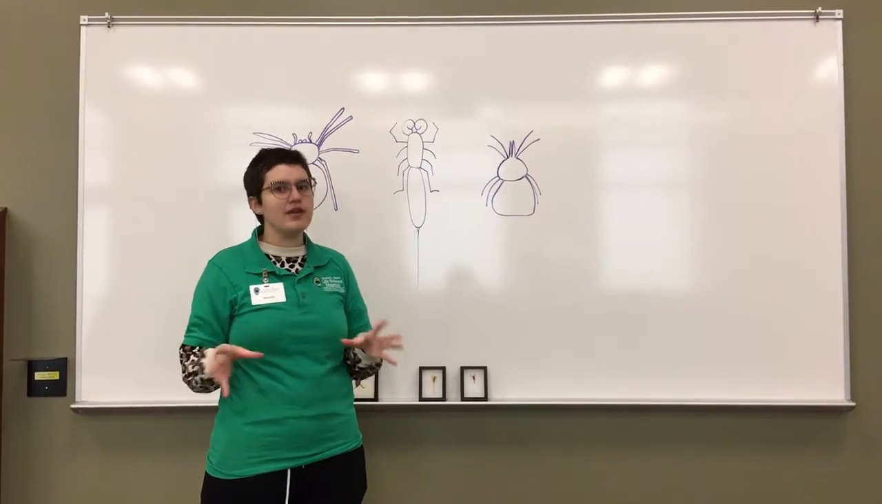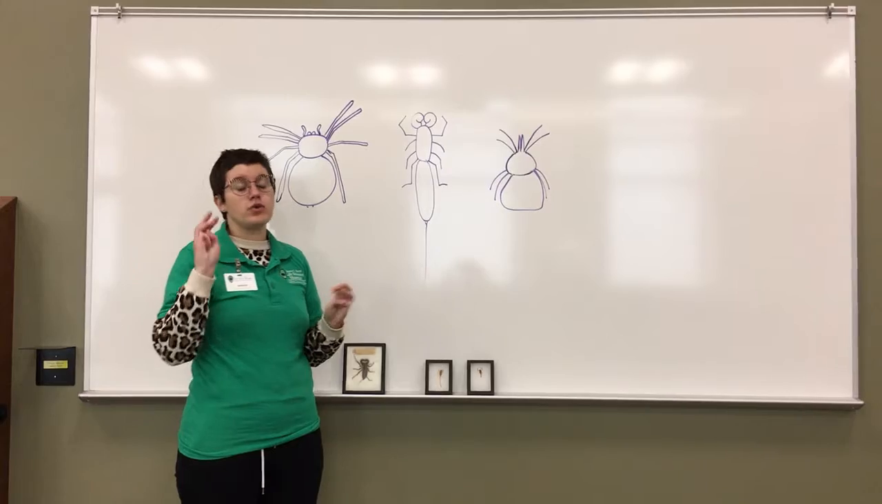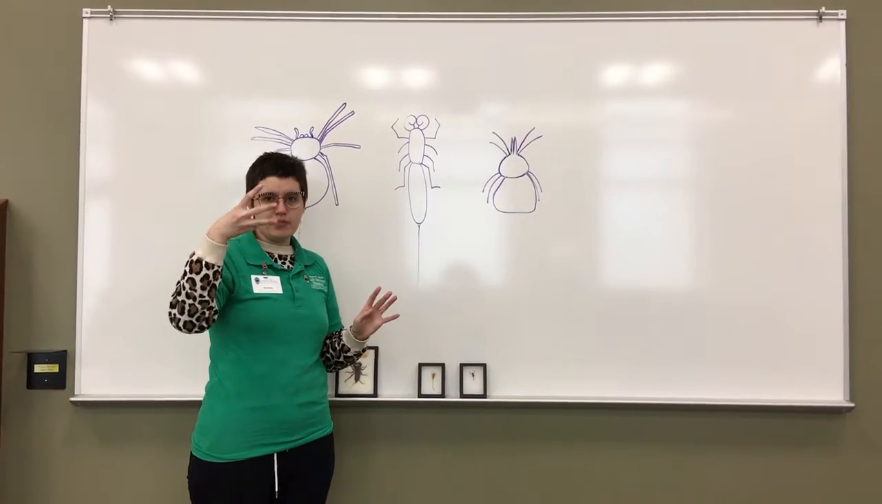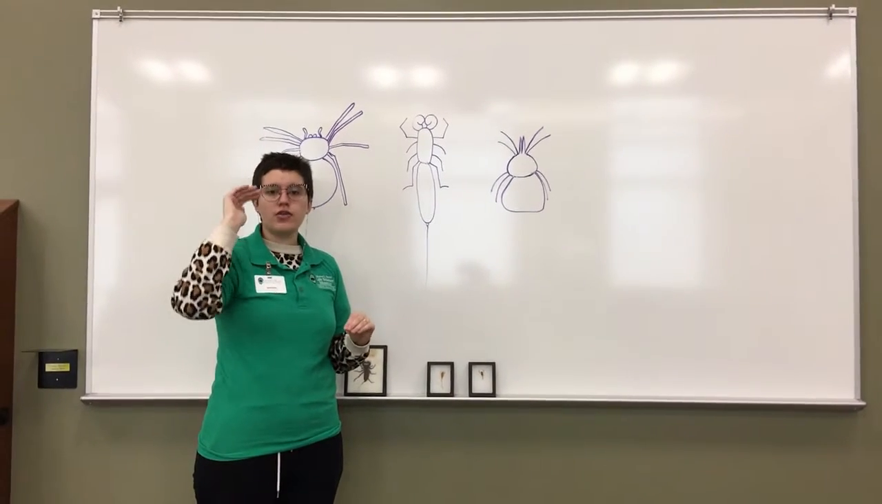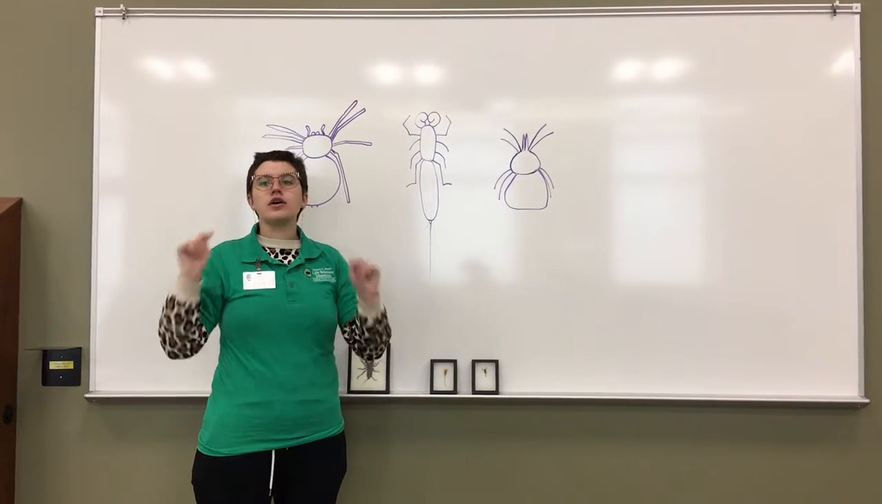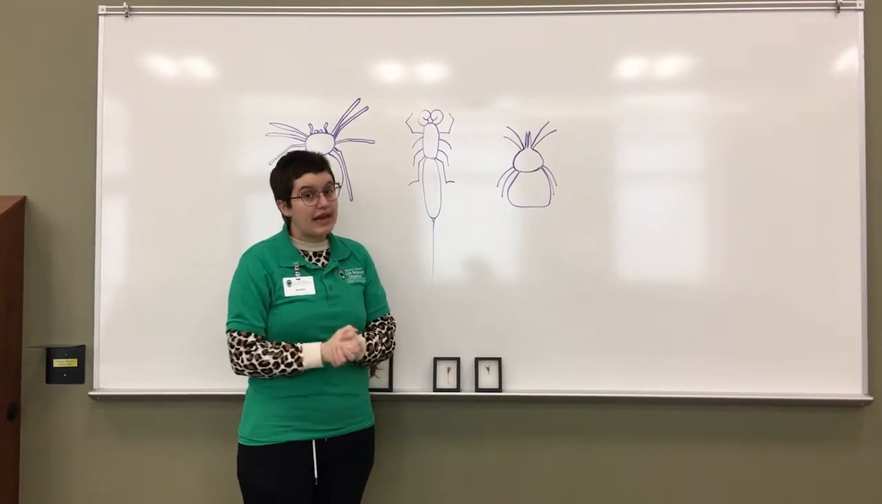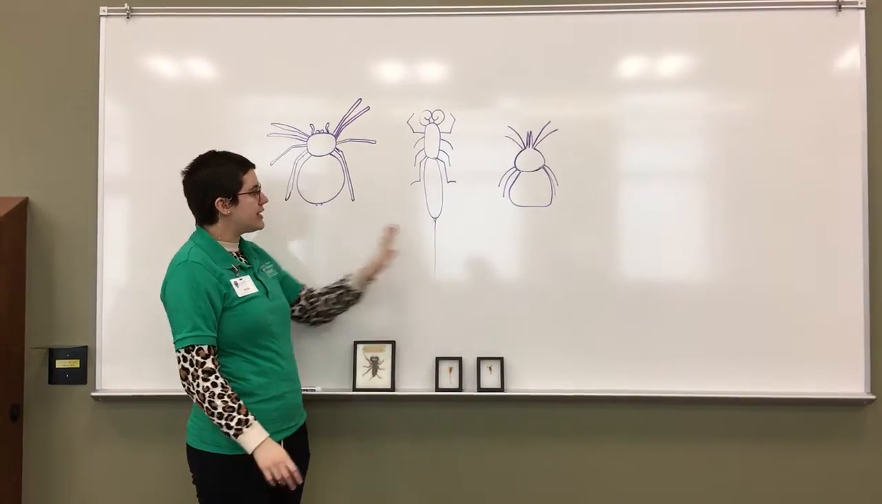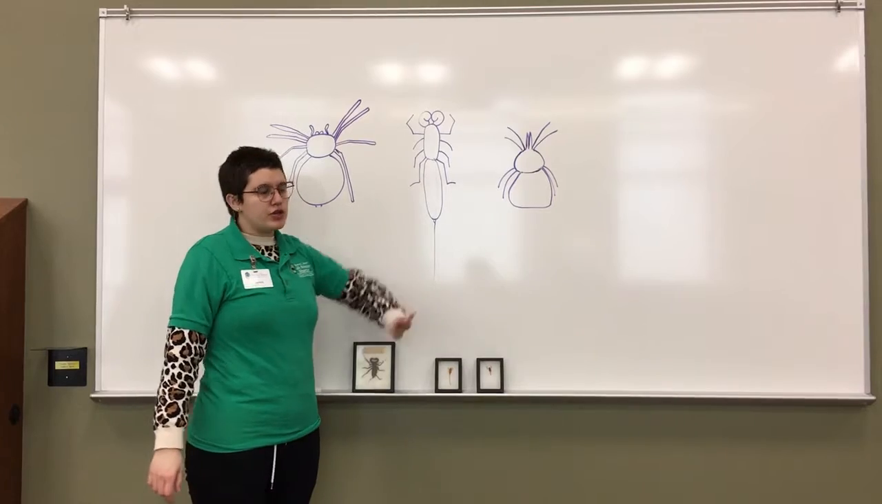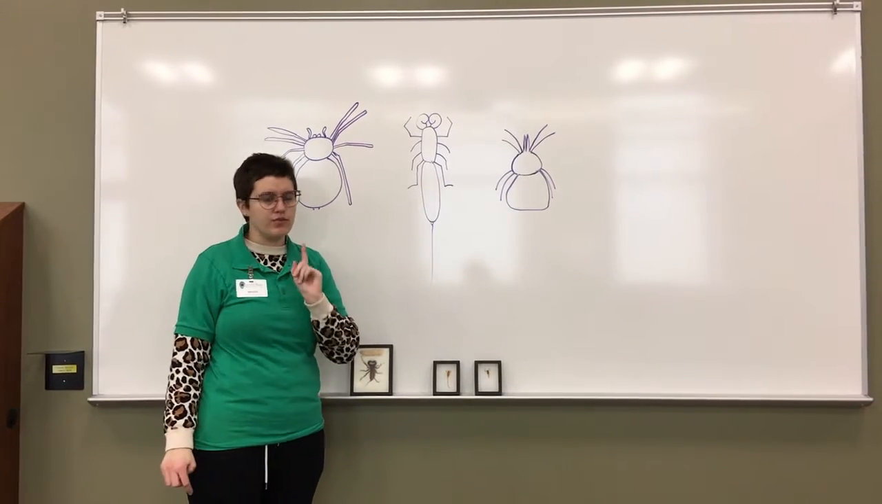Arachnids are a little different from insects. Insects usually have, or they do have, 3 body segments. They have the head, the thorax, and the abdomen. And then they have 6 legs that are all connected to the thorax, so the middle segment. Arachnids are slightly different. So I've drawn 3 different arachnids here on the board to show you that they come in lots of different shapes, but they still follow these same rules.